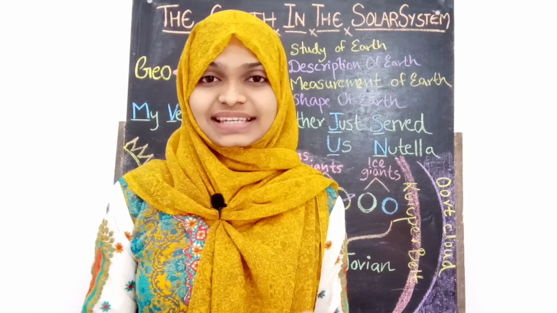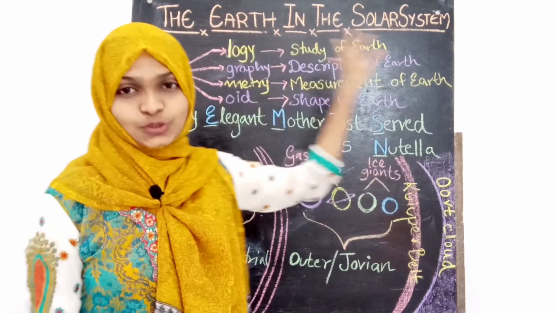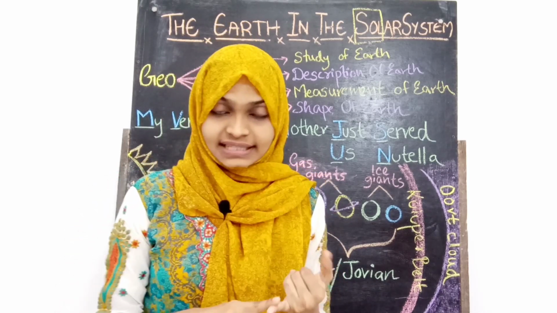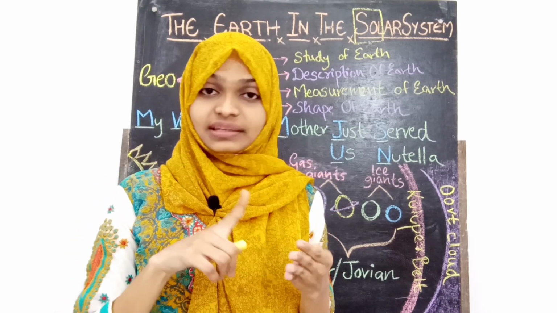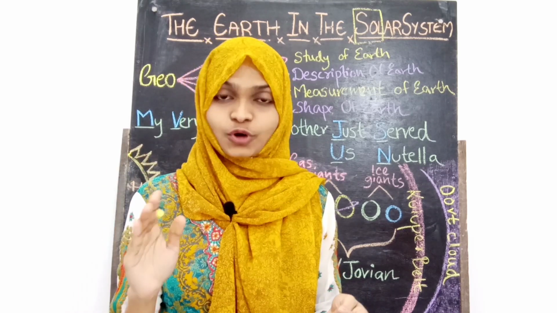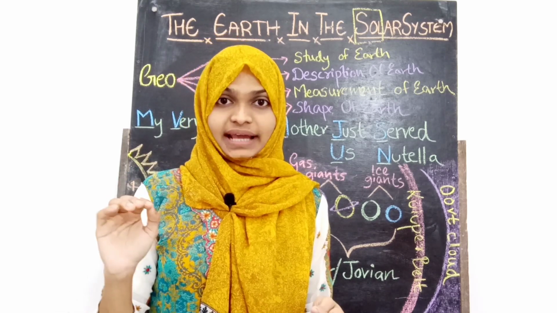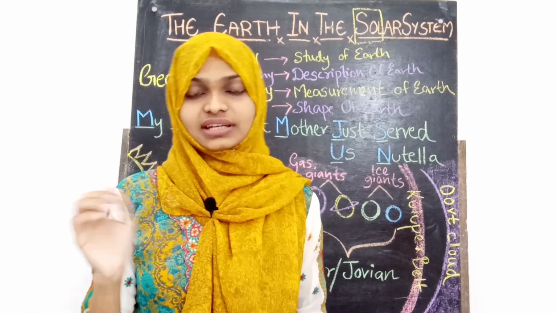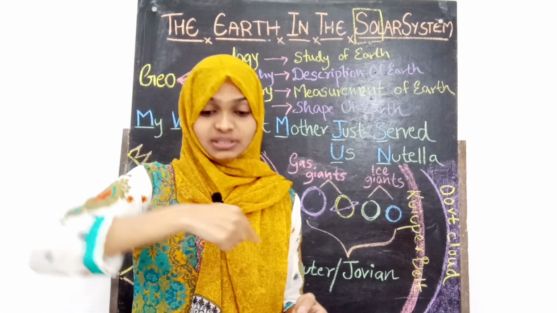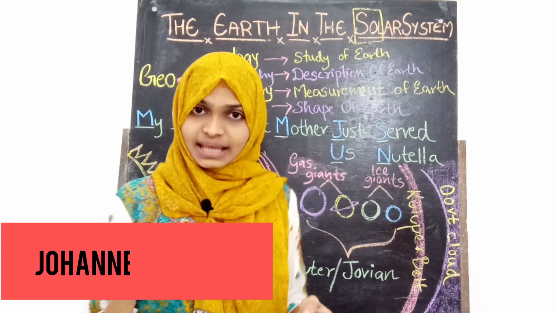Now, without wasting any time, let's start with the first chapter, which is the Earth in the solar system. So what is the solar system? Now the planets, the asteroids, the comets and the meteoroids which are revolving around the sun form a system called the solar system. Now the solar system was found by a Polish astronomer called Nicolaus Copernicus in 1532, and the planetary motion, the motions of the planets around the sun, was given by Johannes Kepler.